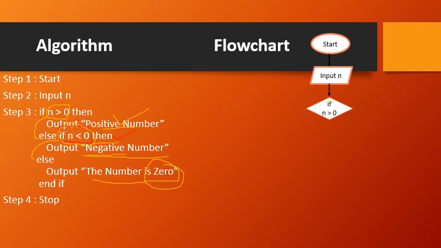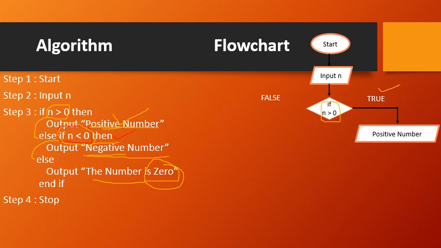So the condition is here, if n greater than 0. So this n greater than 0 can have two values. It may be true or it may be false. If it is true, we will display positive number, right? So there should be an output saying that positive number. So that output is represented with a parallelogram. So say that output is positive number. Okay, so the true case is taken care of.